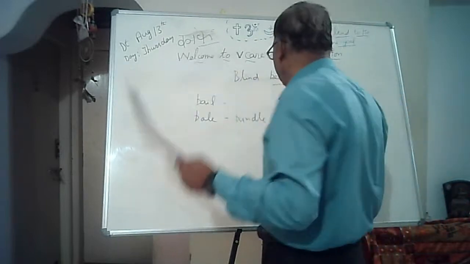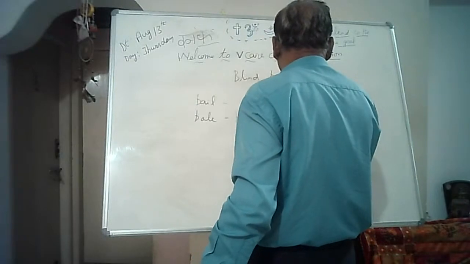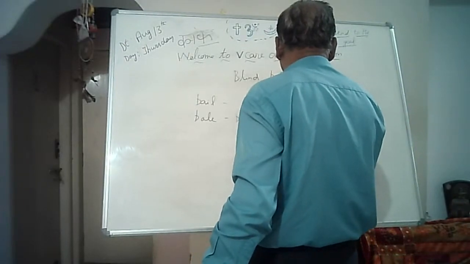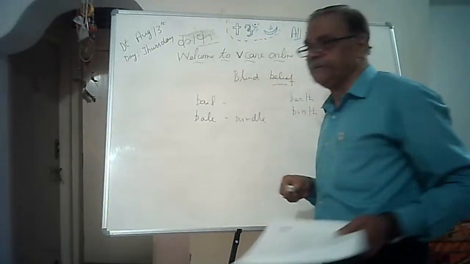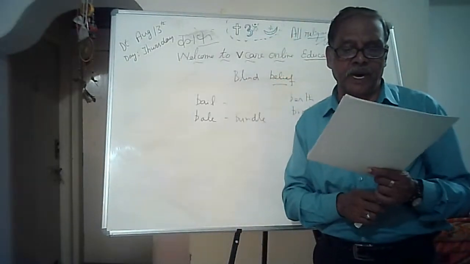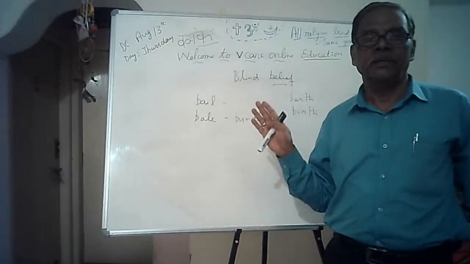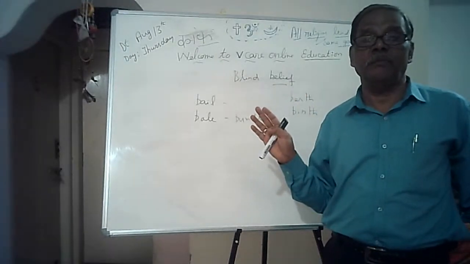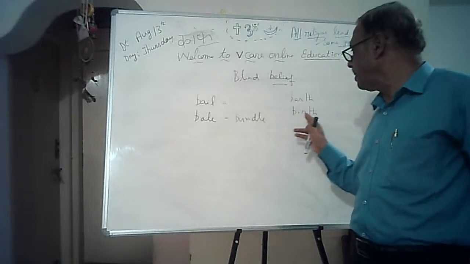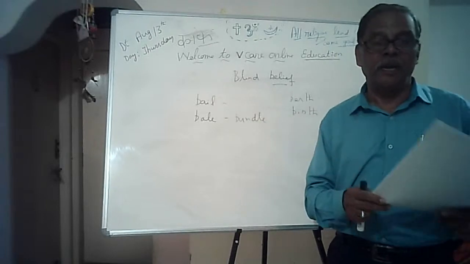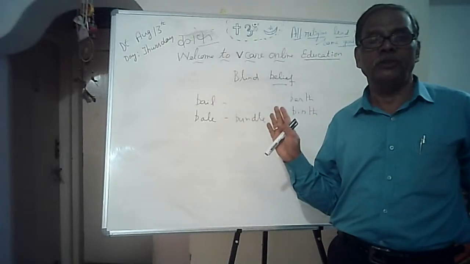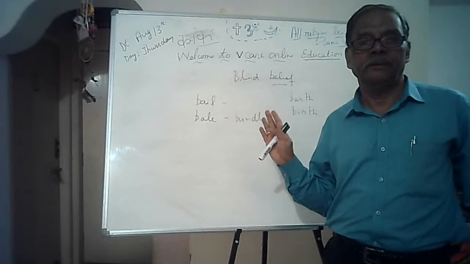Berth, B-E-R-T-H, berth. And one more birth is there, B-I-R-T-H. This berth means the railway compartment. A bed in a train is called a berth, B-E-R-T-H. And this birth, B-I-R-T-H, is the birth of a child, being born. When is your birthday?